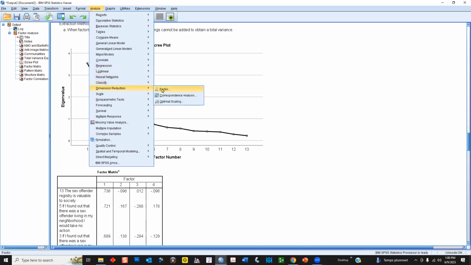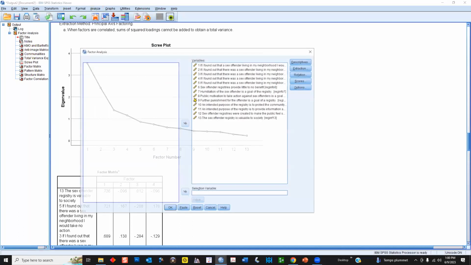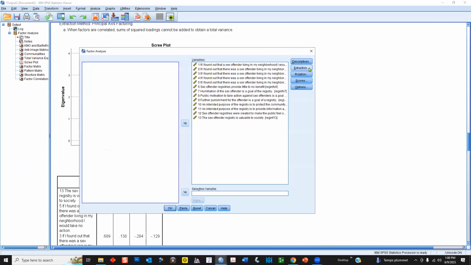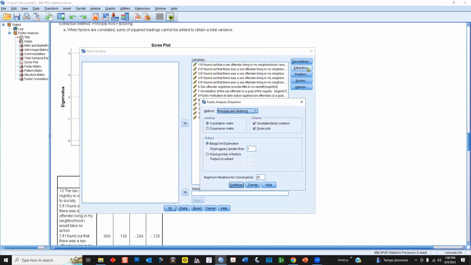We go to dimension reduction, factor. And under the extraction options panel, you can see down here that we've got this section on how to extract it. And by default, it's set up to use eigenvalue greater than 1 as the extraction rule. But what we're going to do is change this to the fixed number of factors, and then you have to type in the number that you want. And I'm just going to tell SPSS that I want 3 factors. And so once we do that, we can run it again.